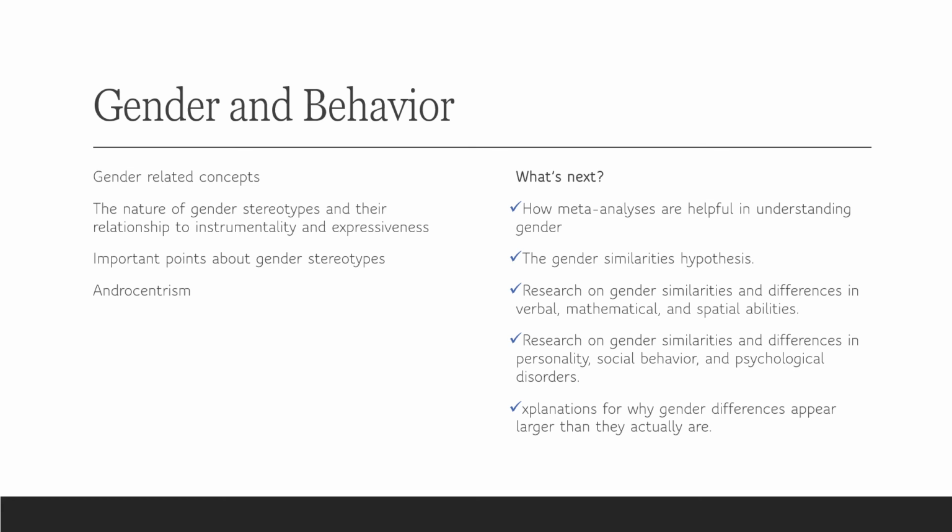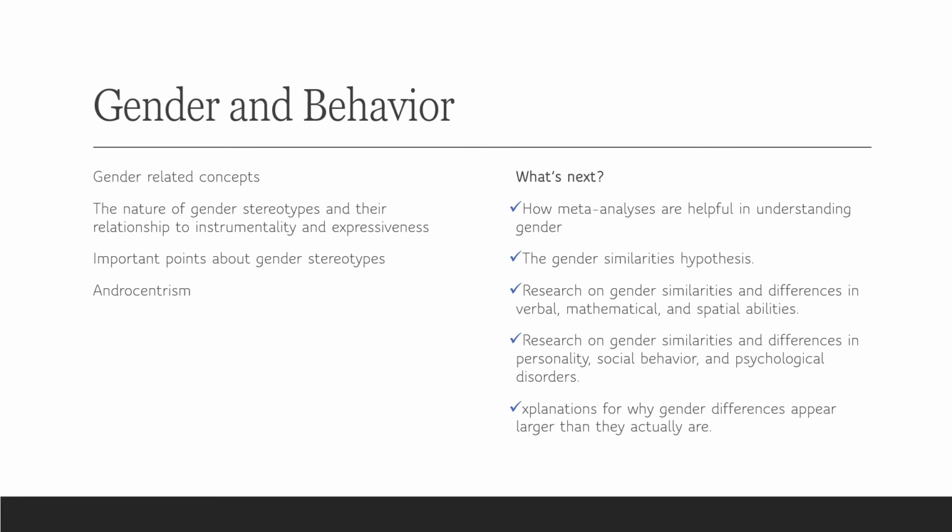So what will you be learning about next? Next, you're going to be learning about how meta-analyses are helpful in understanding gender. You're going to learn what a meta-analysis is. Some of you may know what that is, but if you don't, you'll be learning about that in our next video. You'll also be learning about something called the gender similarities hypothesis. And you're going to be learning about research on gender similarities and differences in verbal, mathematical, and spatial abilities, as well as in personality, social behavior, and psychological disorders.